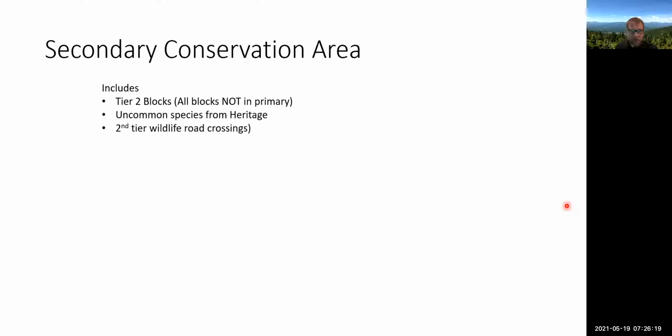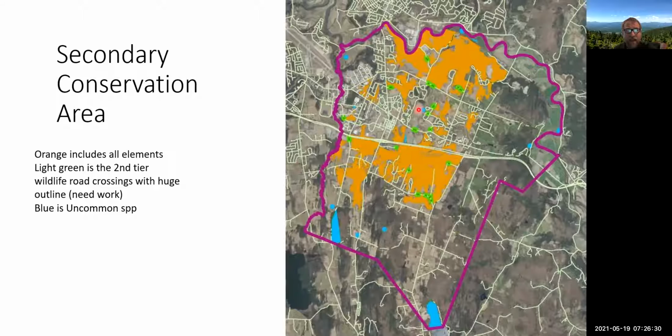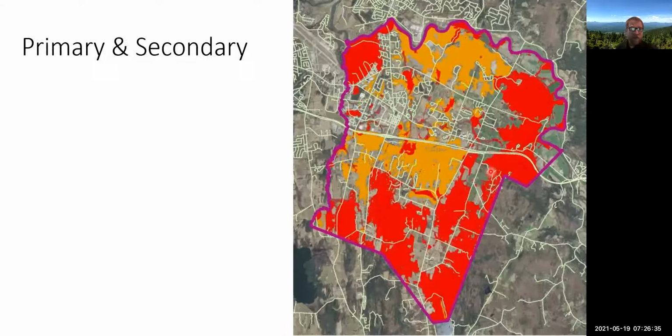Okay, so then we have the secondary conservation area, and that includes those tier 2 blocks, as well as the uncommon species and the second tier wildlife road crossings. And that's what these look like, and those second tier crossings are in the light green. And so when you put that together, it's a map like this. It's a similar total land area to what's currently in your significant wildlife habitat area, but it is differently prioritized than what you have in there now.